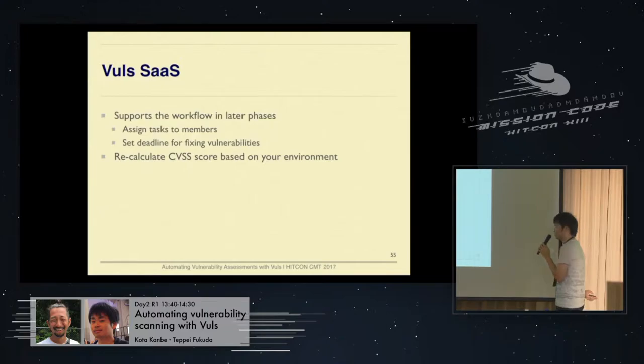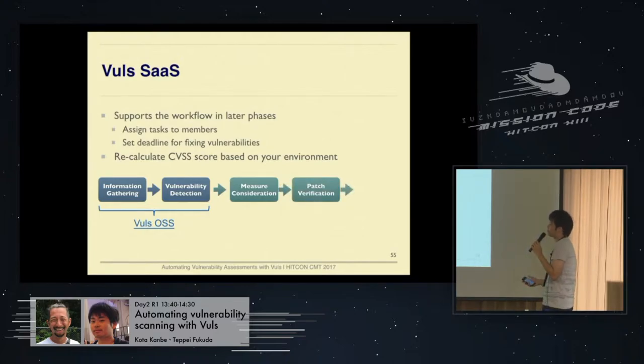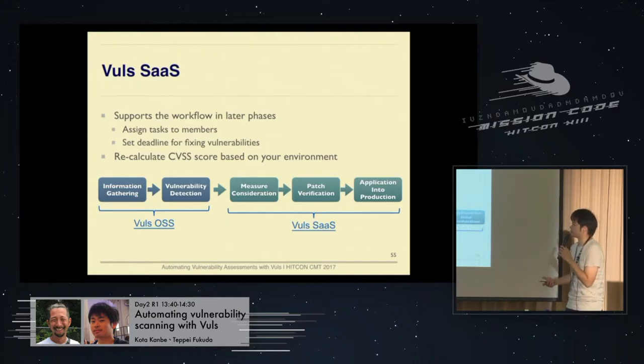Also, the open source version of Vuls only covers information gathering and vulnerability detection phases. Vuls source, the subscription version, which is currently offered in beta, supports the workflow in later phases, such as patch verification and applying patches into production. For instance, just like on Redmine or Bugzilla, you can assign tasks to members and set deadlines for fixing vulnerabilities. Vuls has a number of other features, including supporting scans on Windows and recalculating CVSS scores based on your environment. This is a sample screen of Vuls.